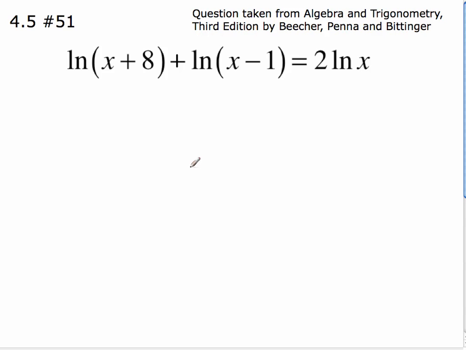Here's a great logarithmic equation question. It throws a couple of twists in. It'd be worthwhile to take a look at. I've got an equation where I have two lns on this side and one ln on this side.